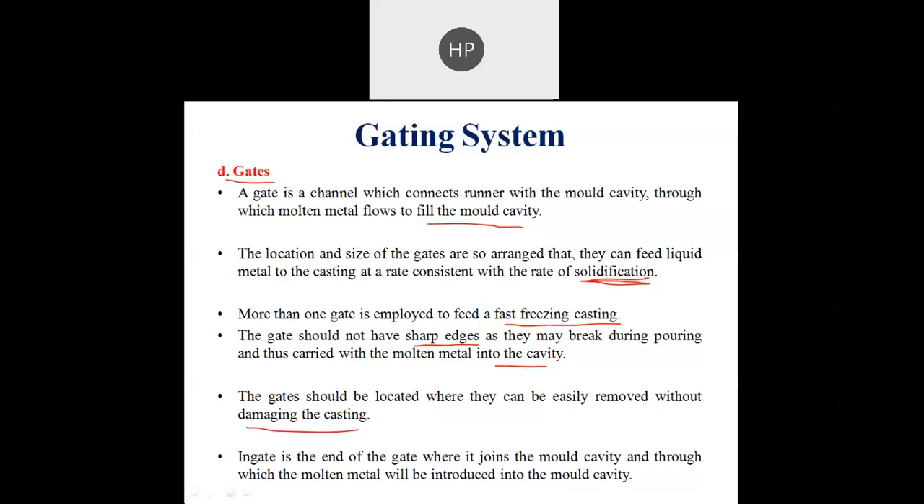After making, we have to remove it. So to remove that, it should be located in such a way that it can be easily removed without damaging the casting. Okay, the ingate is the end of the gate where it is joining the mold cavity and through which the molten metal will be introduced into the mold cavity. Okay, so that is known as the ingate.